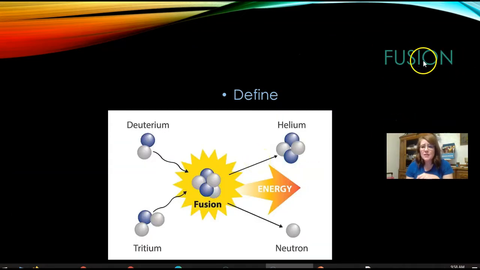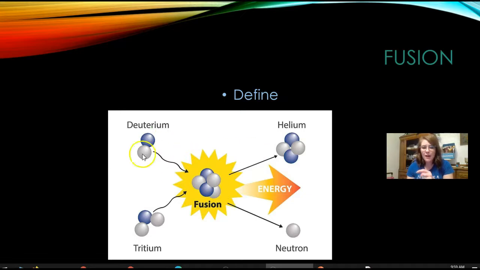Okay, so the definition of fusion, definitely write this down, is the combination of two lighter elements into a heavier element. Why are we saying lighter and heavier here? Well, it has to do with the number of particles in the nucleus. If we're taking more and more neutrons and protons and putting them together into a nucleus, then that literally gets heavier. So that's why we say heavier.